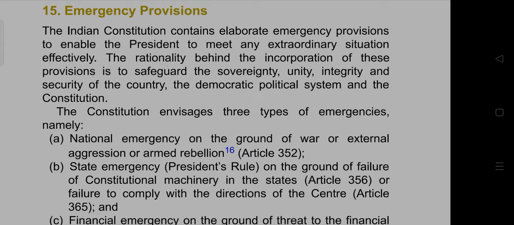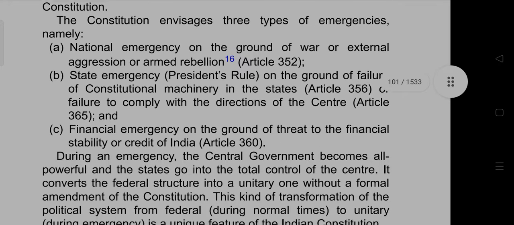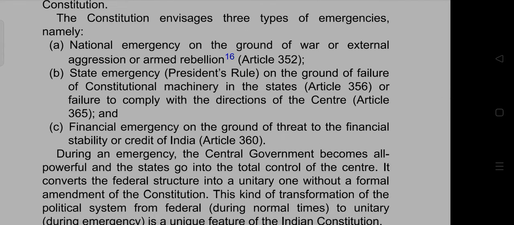The Constitution envisages three types of emergencies, namely: first, national emergency on the ground of war, external aggression, or armed rebellion, Article 352. Second, state emergency, that is, the President's rule, on the ground of failure of constitutional machinery in the state, Article 356, or failure to comply with the directions of the Centre, Article 365. Third, financial emergency on the ground of threat to the financial stability or credit of India, Article 360.